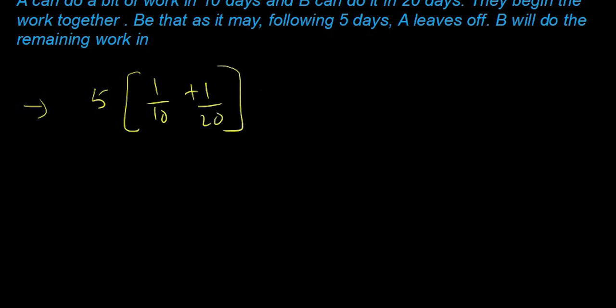I think it's the same as we did previously. A can do a piece of work in 10 days and B can do it in 20 days. They begin the work together. Be that as it may, following 5 days, A leaves off. We will do the remaining work. So I'm just revising it for all of you that A and B can do it in 10 and 20 days. They begin the work together. Following 5 days, so for 5 days they work together as 1 by 10 plus 1 by 20 plus x, as A leaves off, so it is x by what? B, and the value of B is what? 20, and equals 1. Get the value of x very accurately.